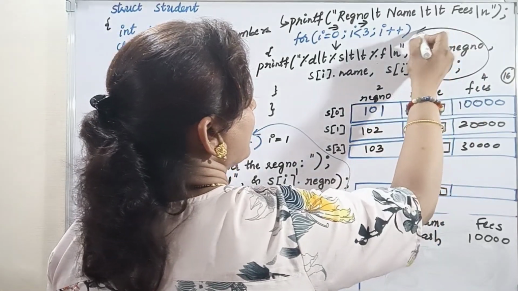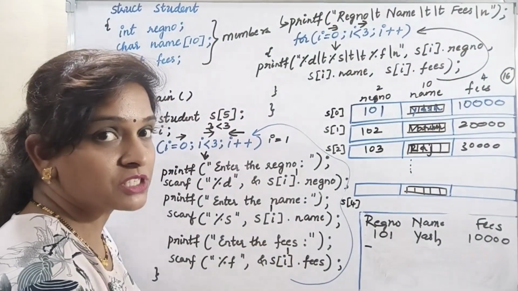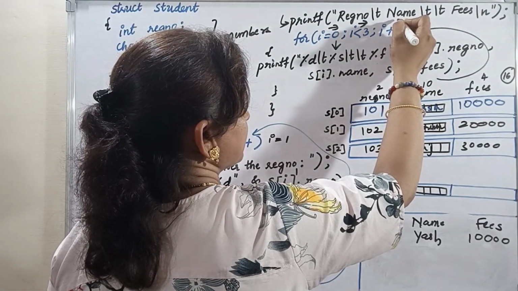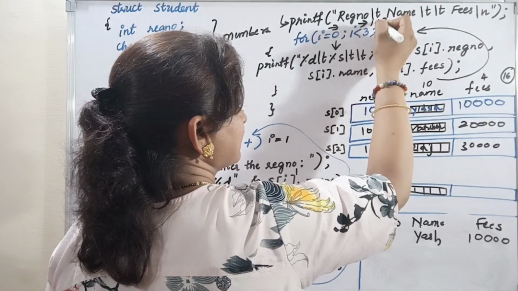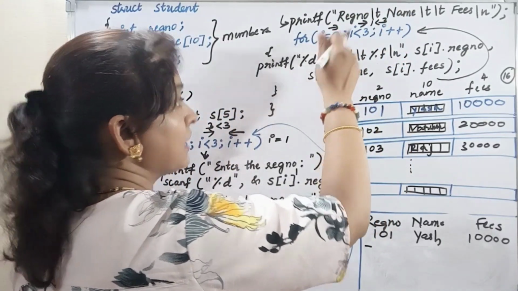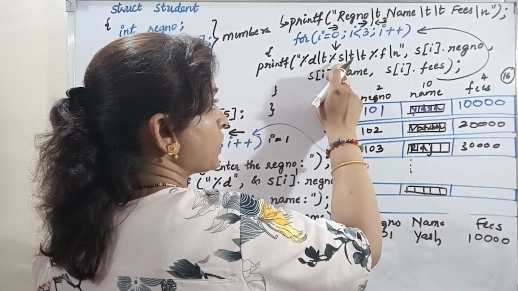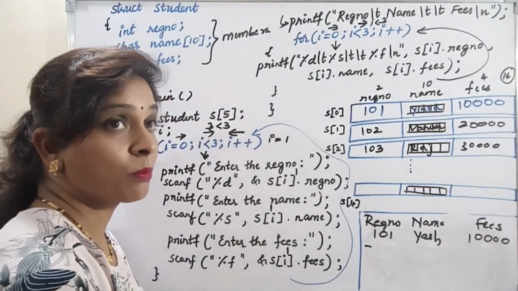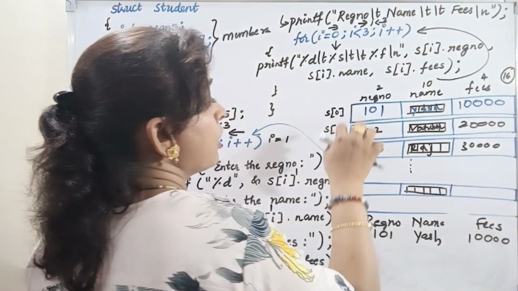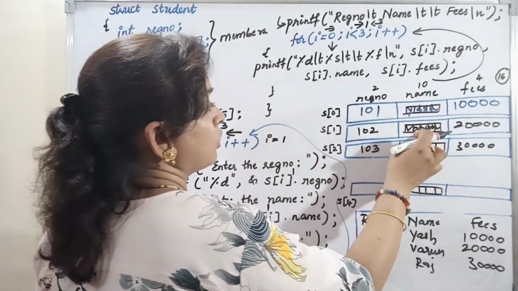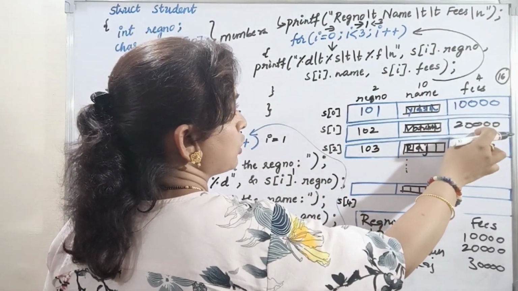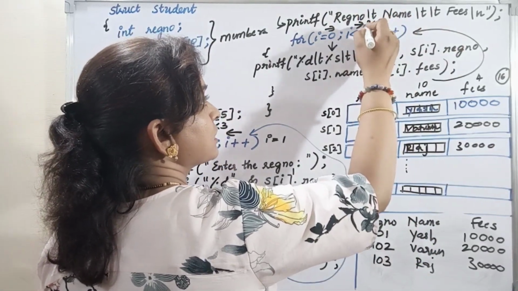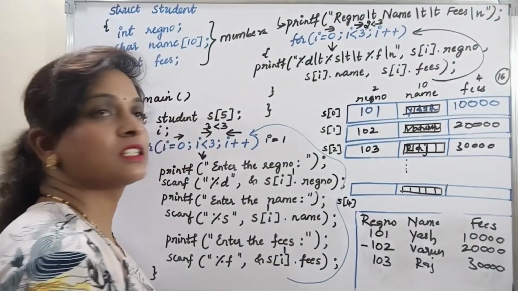Again, loop back. I gets increased. It becomes 1. So from 0, i plus plus means it is 1. 1 less than 3, yes, again get inside. Print an integer, string and a float in s of i dot register number. I is how much? It is 1. So s of 1 dot register number, s of 1 dot name, s of 1 dot fees. Then again loop back, it gets increased. I becomes 2.